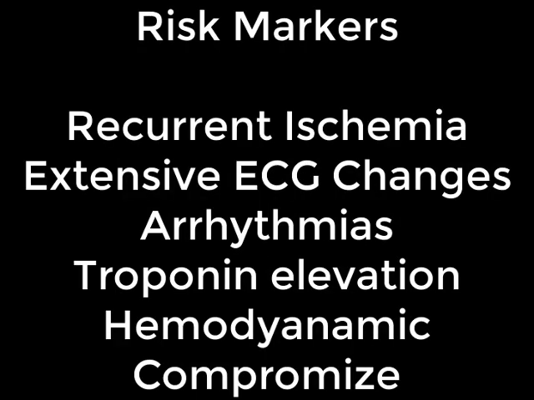The risk markers that are indicative of an adverse prognosis include recurrent ischemia, extensive ECG changes at rest or during pain, the release of troponins, arrhythmias, and hemodynamic complications, for example hypotension or mitral regurgitation, during episodes of ischemia. Risk stratification is important because it guides the use of more complex pharmacological and interventional treatment.